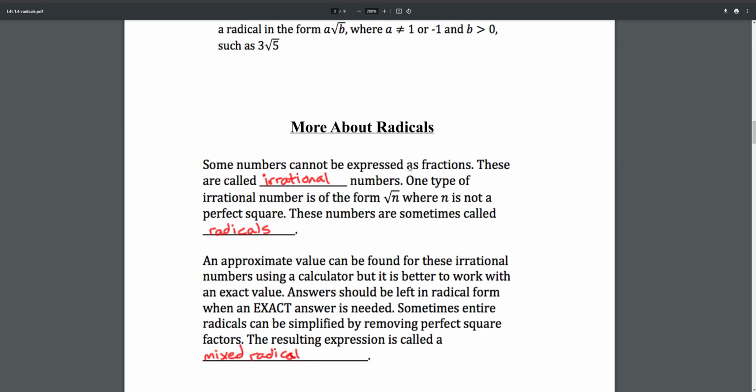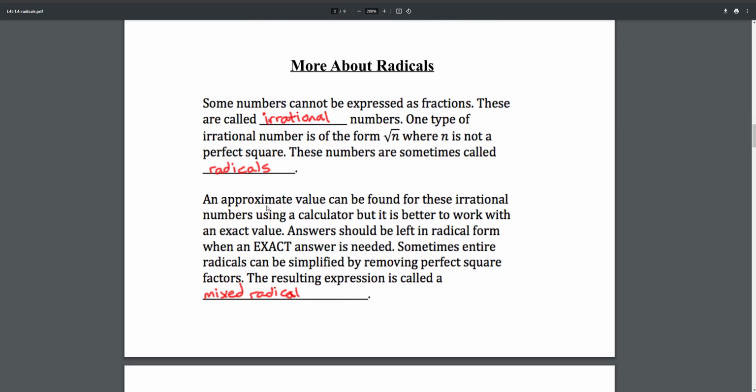So here we have some more notes. Some numbers cannot be expressed as fractions. These are called irrational numbers. One type of irrational number is of the form square root n, where n is not a perfect square. These numbers are sometimes called radicals. An approximate value can be found for these irrational numbers using a calculator, but it is better to work with an exact value. Answers should be left in radical form when an exact answer is needed.